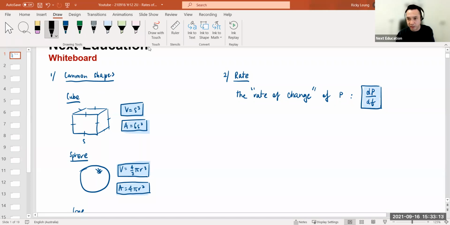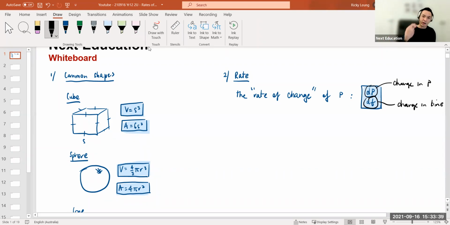Just to be clear, dP there refers to change in P, while dt there is change in time. So P can be anything from population to volume. If it's a volume, it will be a V. Surface area will be an A, et cetera. So that top letter is referring to the rate of change of something, a quantity.